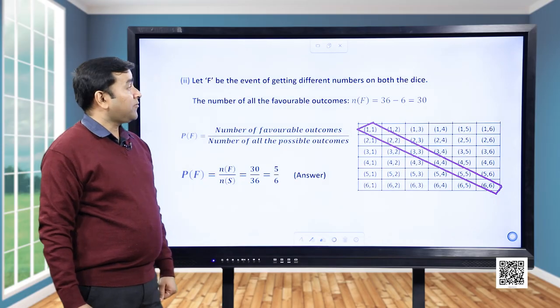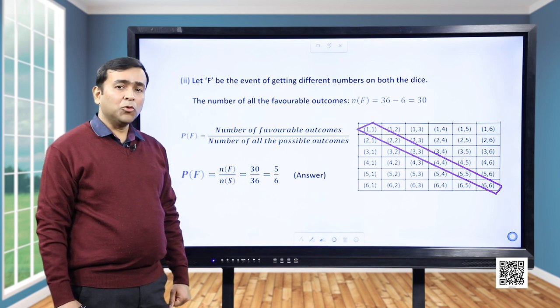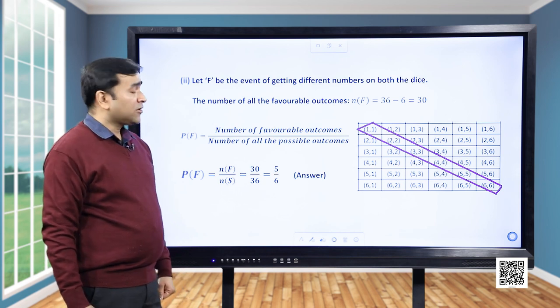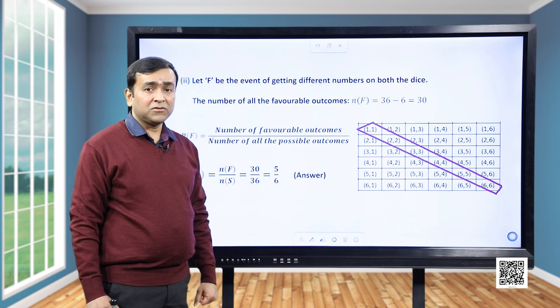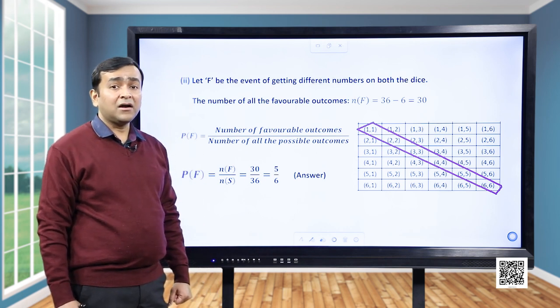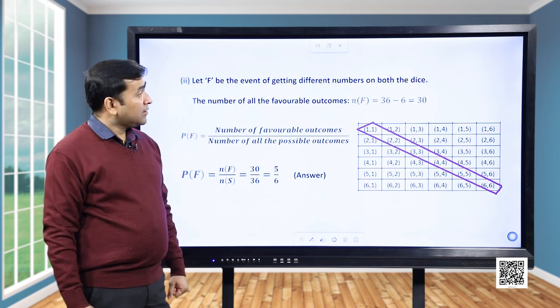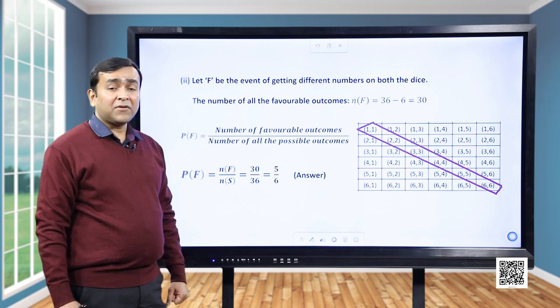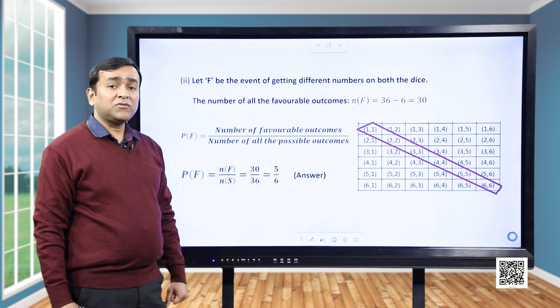Let F be the event of getting different numbers on both the dice. Okay, so we'll find the favorable outcomes. What are the favorable outcomes? We know that total outcomes are 36, and in the first part we had found the favorable outcomes as 6.